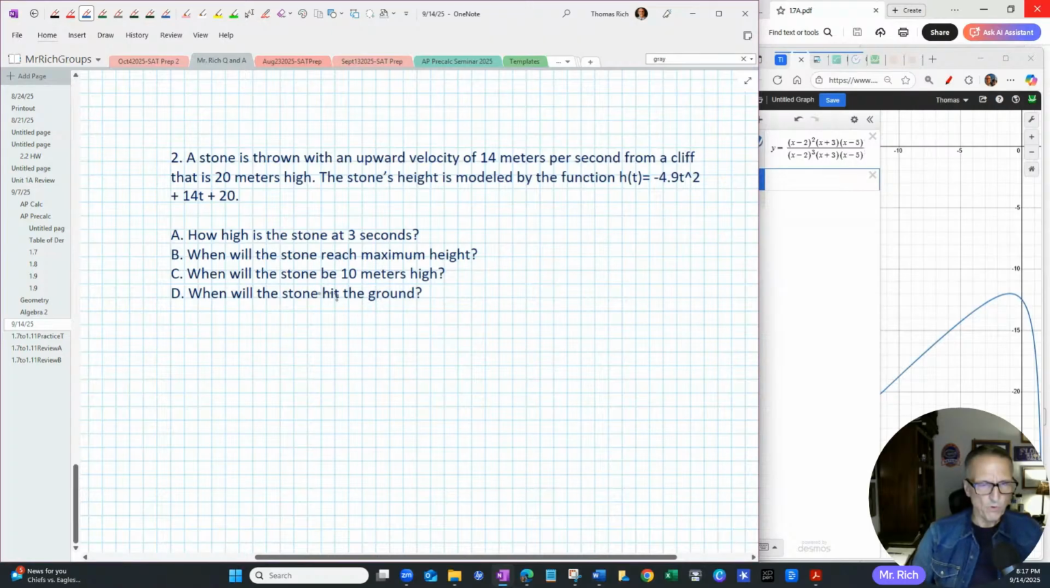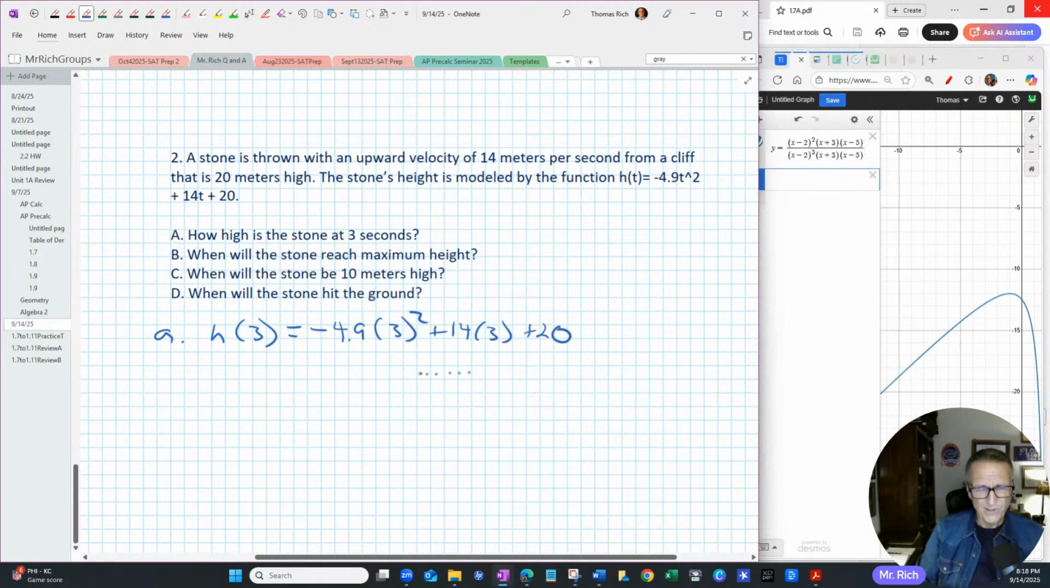Now, Olivia, I'm going to say that this might be a calculator active problem. So what we would do for answer A is just plug 3 in for t. So to answer A, we're just going to say what's h of 3. And so we would do minus 4.9 times 3 to the second power plus 14 times 3 and then plus 20.